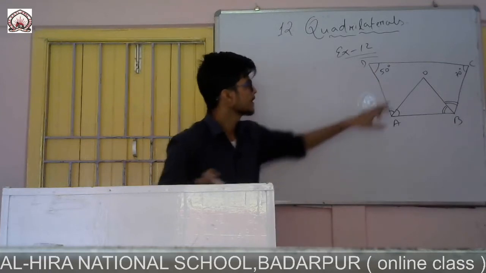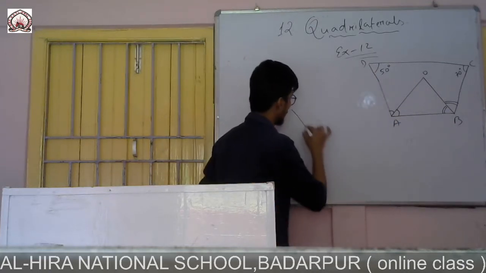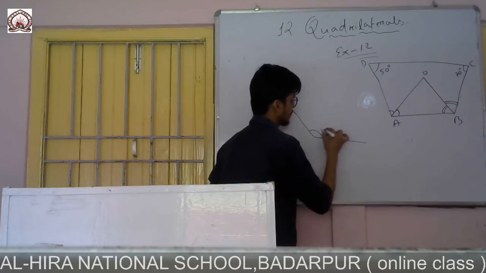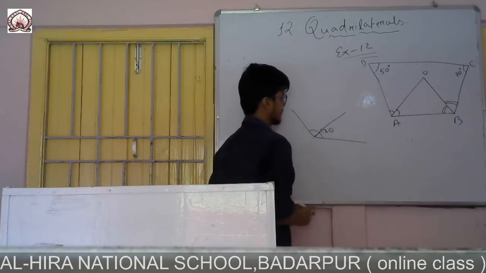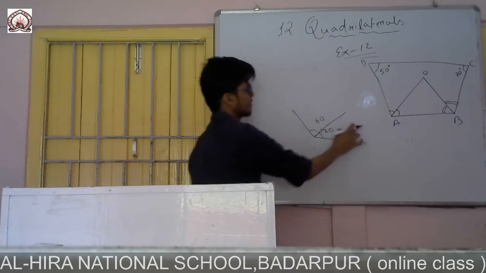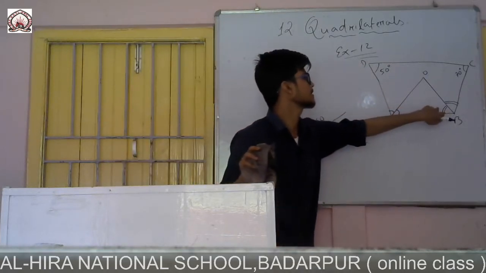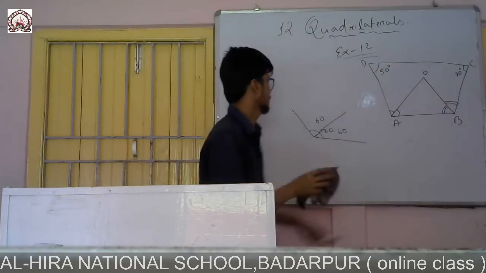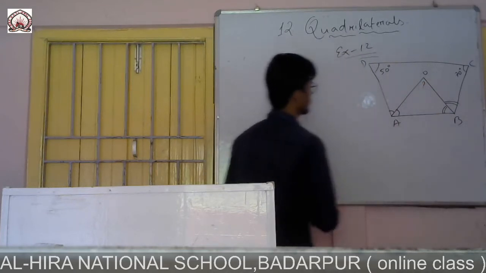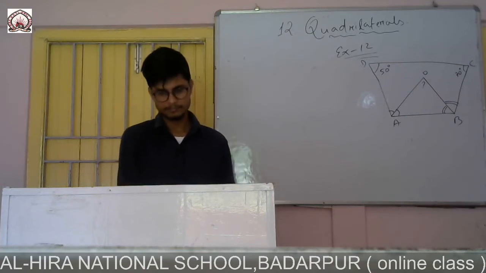Bisect means equally divide. If I draw an angle, for example 120 degrees, and if I bisect this equally, then one will be 60, another one will be 60. I mean both the angles will be equal. So in this case also both of them are equal, and both these angles are equal. The question is to find this angle. Okay.